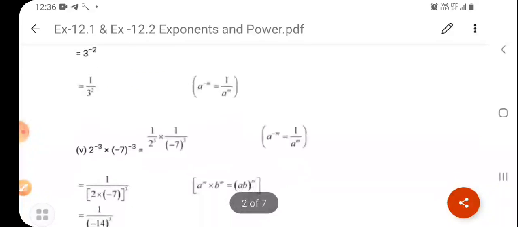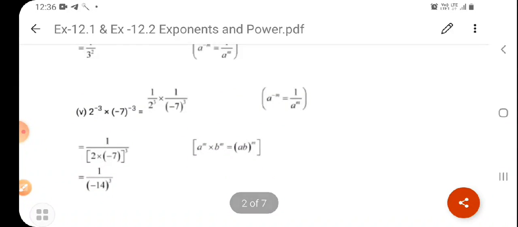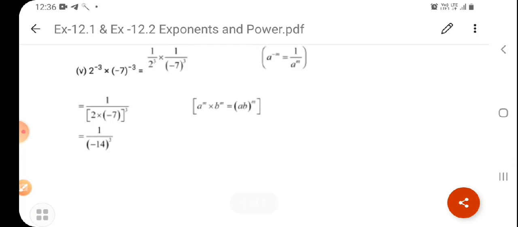Okay, next is 2 to the power minus 3 and 7 to the power minus 3. It can be written as 1 upon 2 to the power 3 and 1 upon 7 to the power 3. So here we will multiply them. Okay, and we will take the powers common because there is a common power on them.